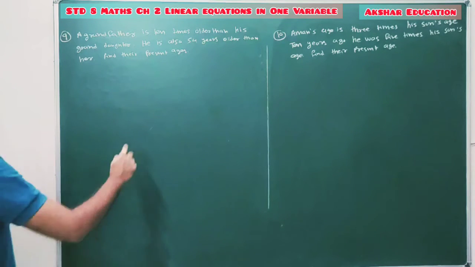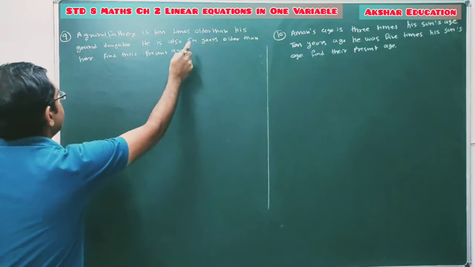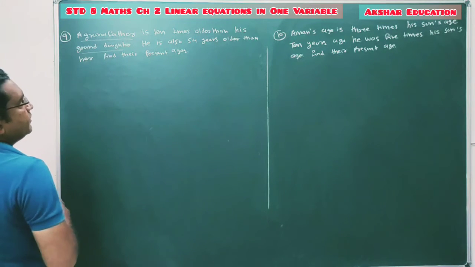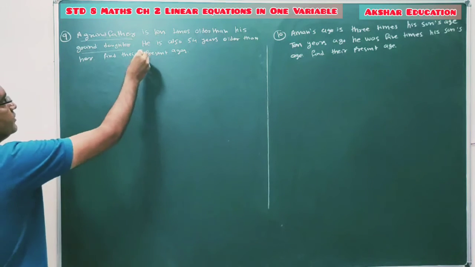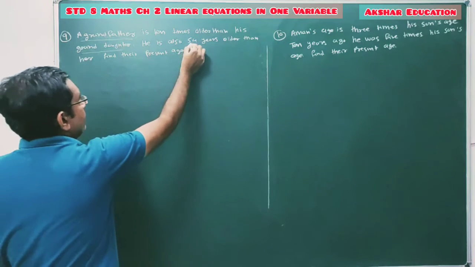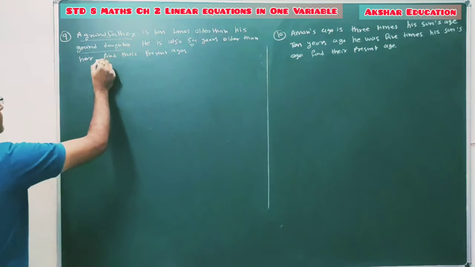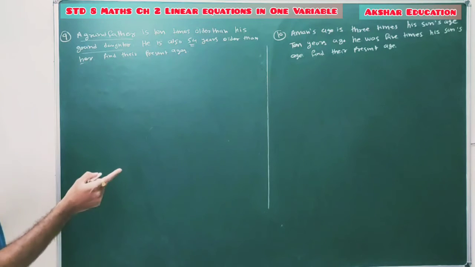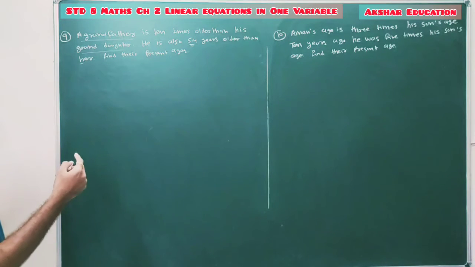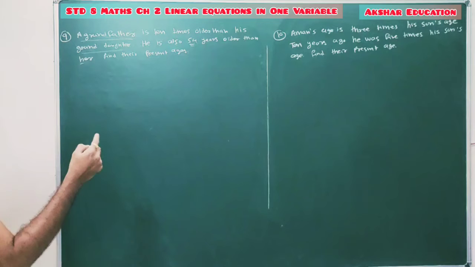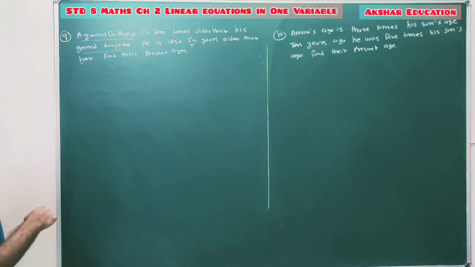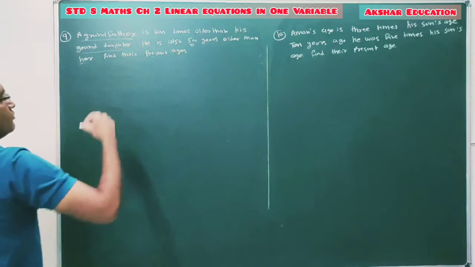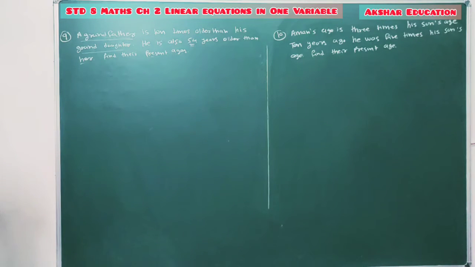A grandfather is 10 times older than his granddaughter. He is also 54 years older than her. That means the grandfather's age is 54 years more than the granddaughter's. Find their present ages. You have to find the present ages of both persons, grandfather and granddaughter.